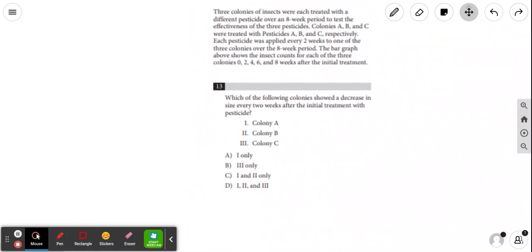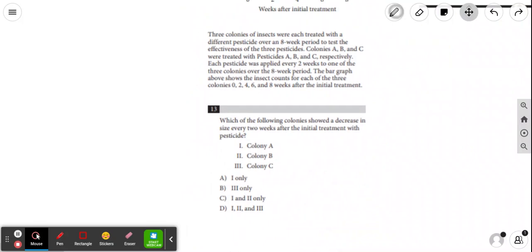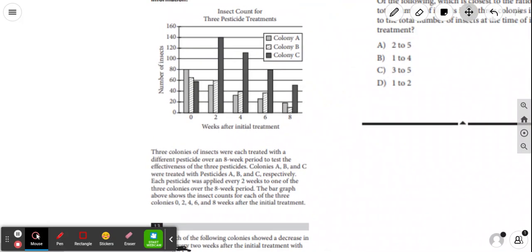Which of the following colonies showed a decrease in size every 2 weeks after the initial treatment? And the keyword is every. It can't just be once, or all the time except for once. Every time. Okay, colony A: 80 goes to less than 60, to less than 40, to around 30, and then to a little bit less than 20. Colony B is a little bit harder to tell, especially with week 4 and week 6, but you can kind of make it out. Week 6 is definitely lower than week 4.